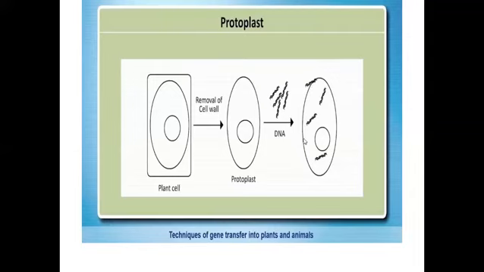With the help of polyethylene glycol, the target plant cell plasma membrane shows pore-like structures. With the help of these pore-like structures, the target DNAs easily enter into the plant cell. It is one type of gene transfer technique in plants by chemical methods. This type of technique is called chemical gene transfer.